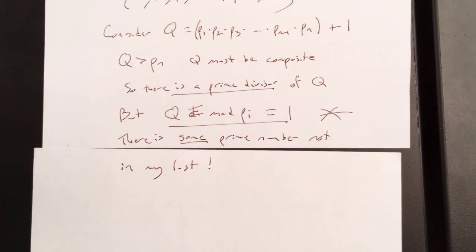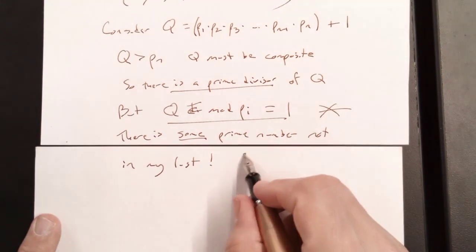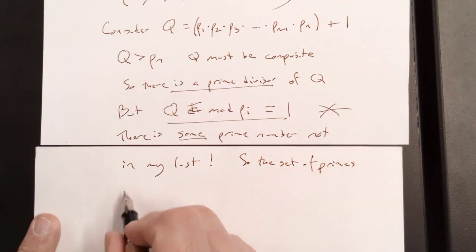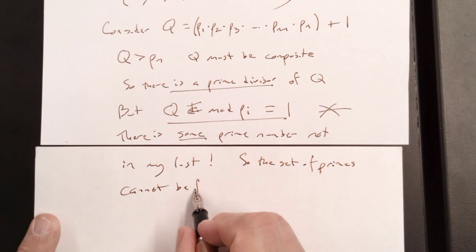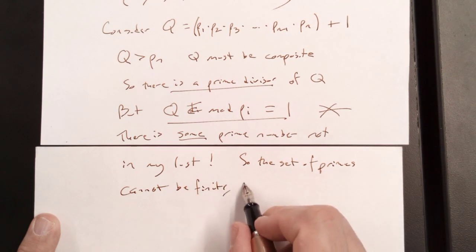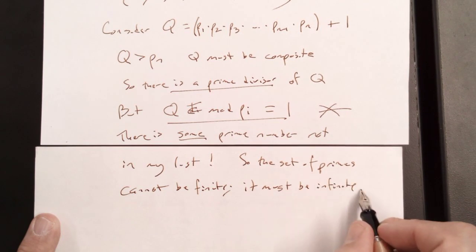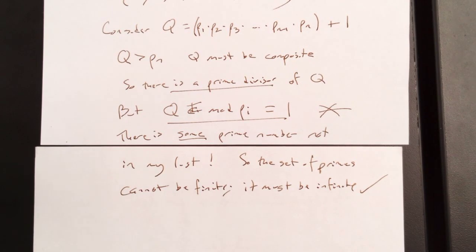If there's some number I missed, no matter how big I made the list, it can't be finite. The set of primes must be infinite. I still don't have a formula for making these, but I don't need one. I don't have to find that one-to-one and onto function, Emily.